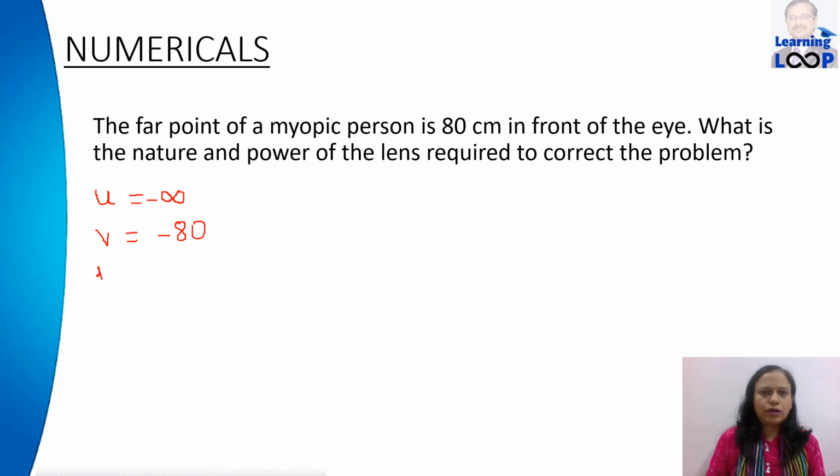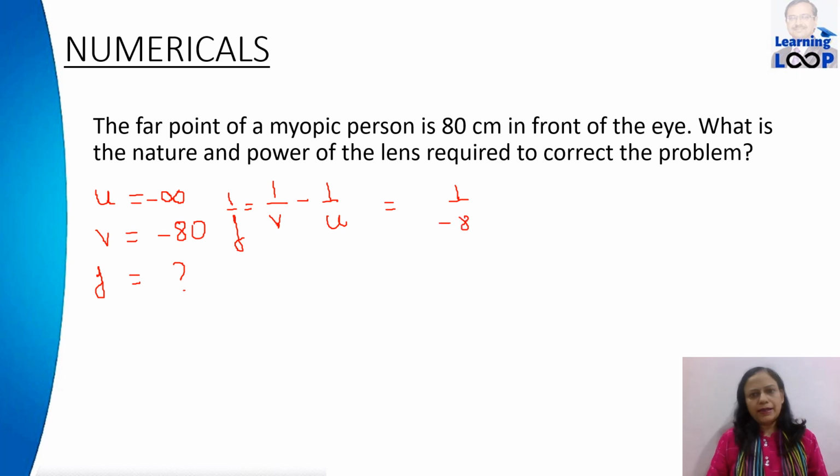You have to find out the power. So for power, you first need to find out F. Now, you know the lens formula is 1 upon V minus 1 upon U is equal to 1 upon F. So if we substitute the values, what do we get? It's 1 upon minus 80 minus 1 upon minus infinity. Anything divided by infinity is going to be 0.00000 something, a very small value, so we can ignore that. So ultimately you get your focal length equal to negative 80 centimeters. Now this is the focal length that you've got.